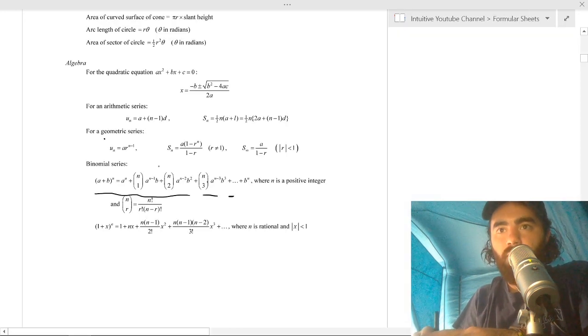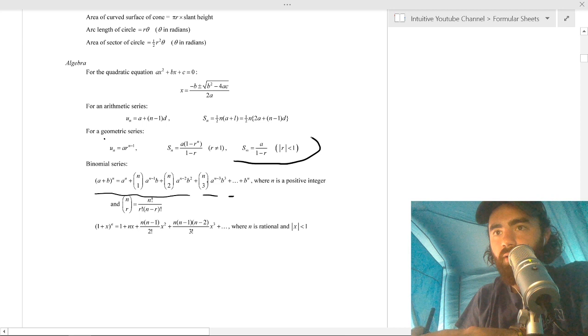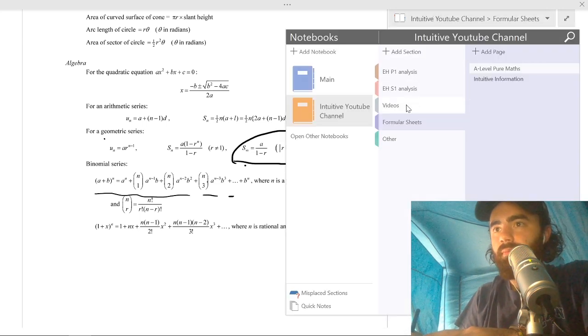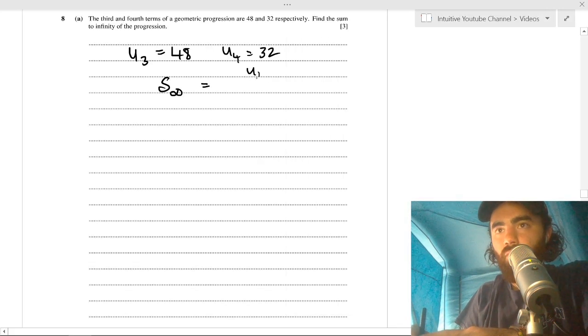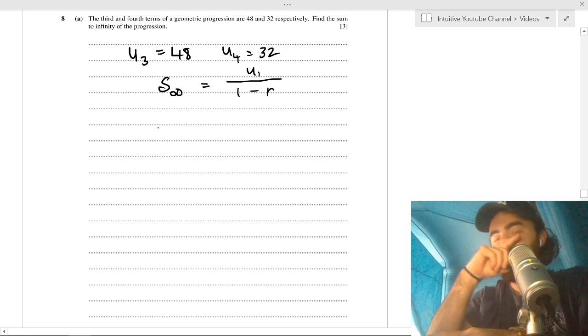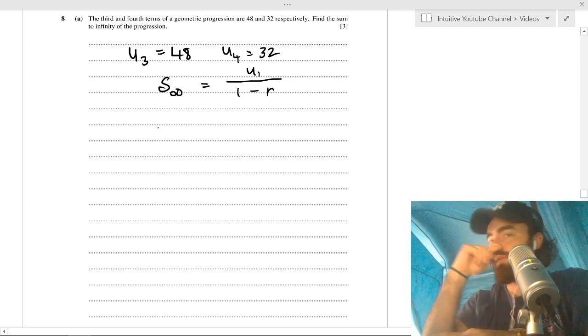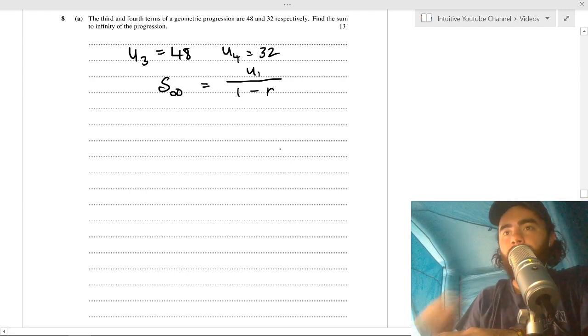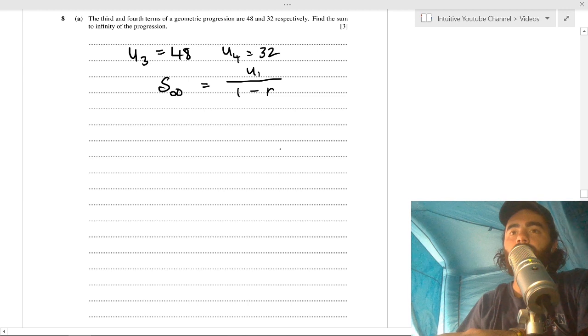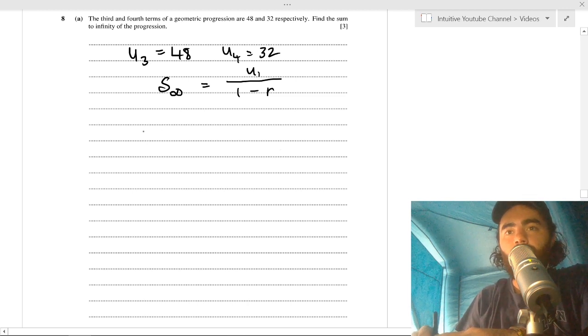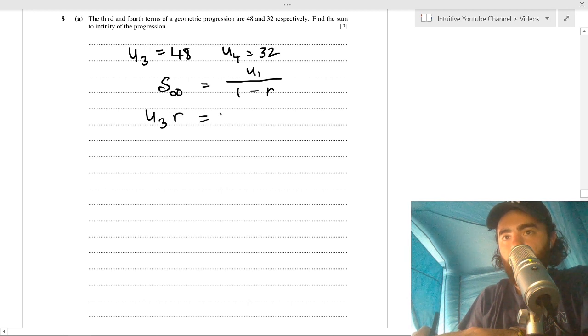For a geometric progression, the sum to infinity is this. So this is our u1 over our 1 minus r. So in order to find our sum to infinity, we need to find our u1 and r. Well, remember that r is just the common ratio between terms. So u3 times r equals u4.